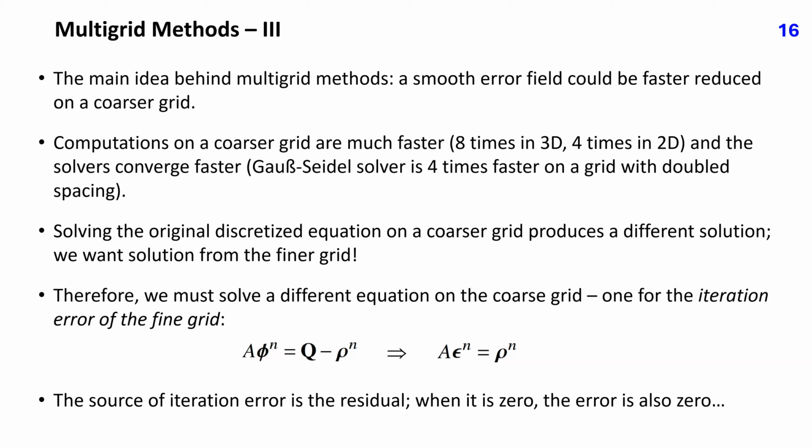Therefore, we must solve different equations on the coarse grid, not A times phi equal Q, but A times epsilon n equals rho n, where epsilon n is the error or correction, and rho n is the residual from iteration n on the fine grid. The source of iteration error is the residual. When it is 0, the error is also 0.